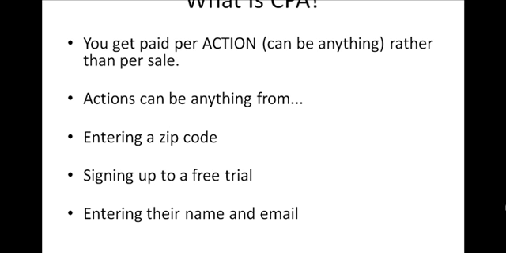Okay, so what is CPA, cost per action? Well, it's pretty simple actually. All it means, in the literal sense, is you get paid per action. Now this action can be anything, rather than getting paid a percentage of a sale. So for example, actions can be anything from entering a zip code. They can be as simple as that usually.